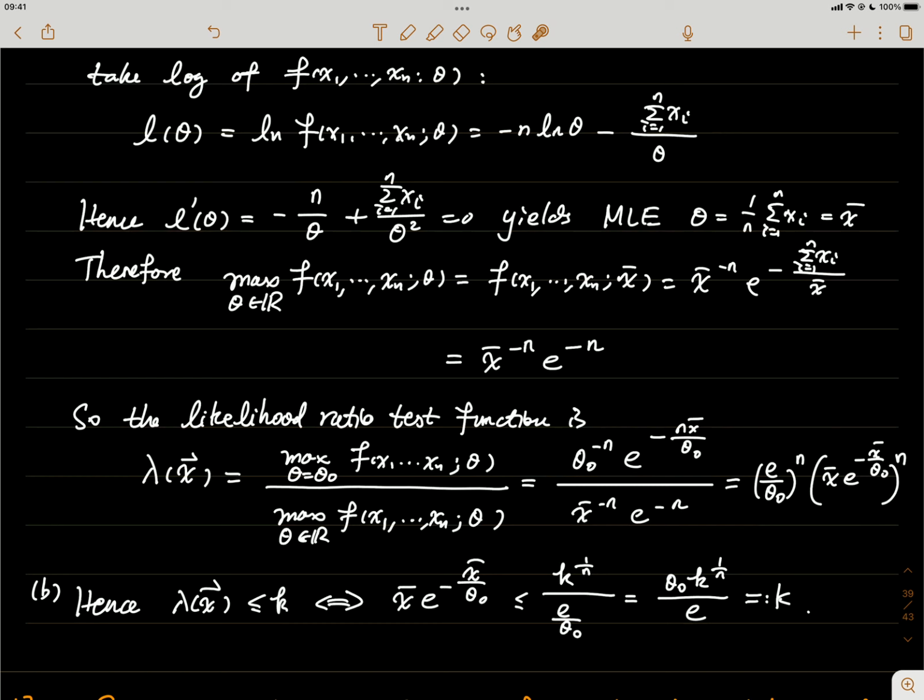We need to get this value k such that the critical region has a prescribed significance level alpha. So we need to choose that particular k so that this thing, less than or equal to k, has probability equal to alpha. In that case, we need to figure out the probability distribution of the sample mean, assuming each random sample follows the exponential distribution with theta equal to theta 0. That may not be easy, but that is something we need to do if we're really going to use this approach.